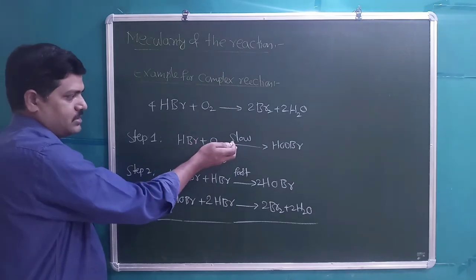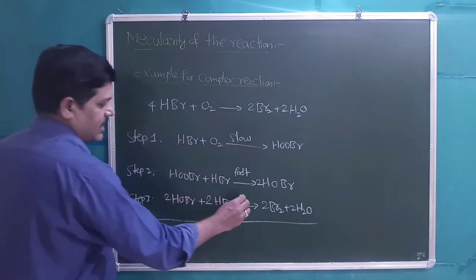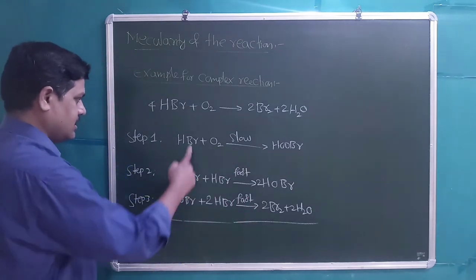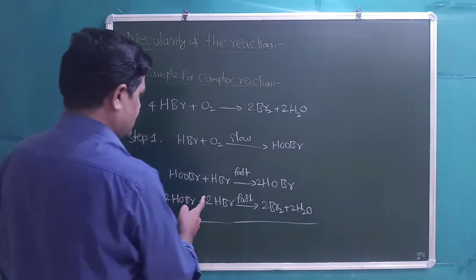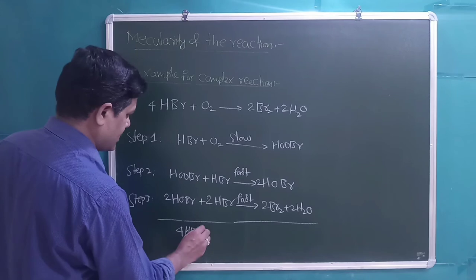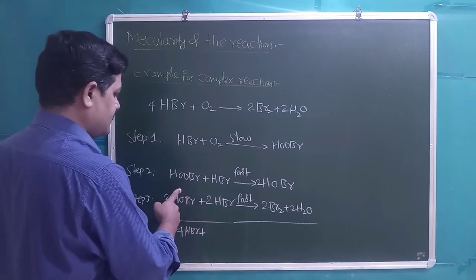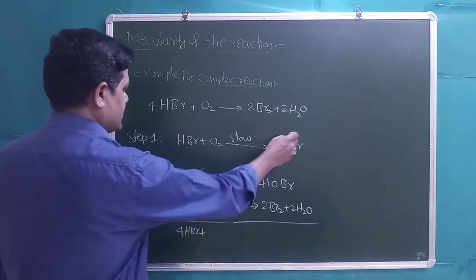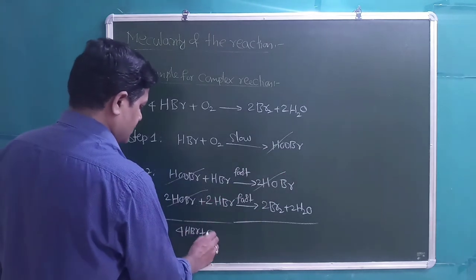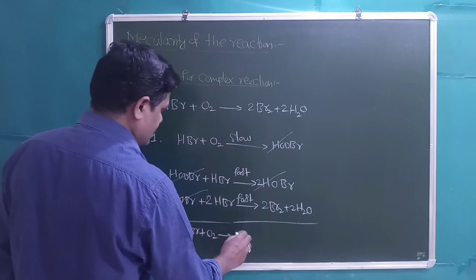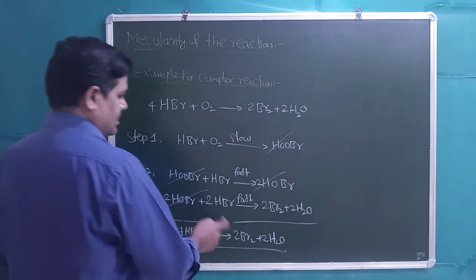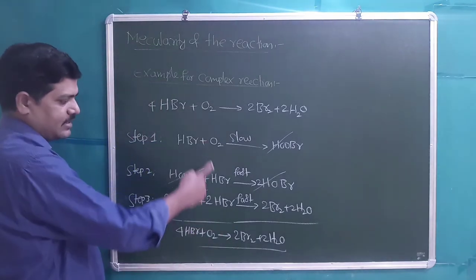First step is the slowest step of the process. Remaining two are fast steps. If you add these equations, what will you get? HBr, HBr, HBr, 4HBr on this side, and HOOBr, HOOBr, 2HOBr, 2HOBr gets cancelled. So plus O2, which gives rise to 2Br2 plus 2H2O. So whatever the required equation, we are getting when we add these.